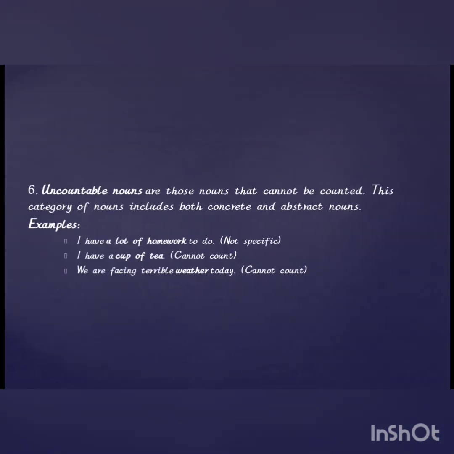And now we'll have a look at the uncountable noun. Very simple. Uncountable nouns are nouns which cannot be counted. So this category of nouns includes both concrete and abstract nouns. In the following slides, we'll get to know about concrete and abstract nouns. Example here for uncountable noun: I have a lot of homework to do. Here we don't have any specified number. I do not mention 1 or 2; rather I have mentioned a lot.